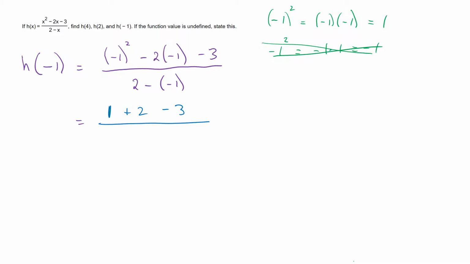And on the bottom, that double negative creates a plus sign. And so up top, we have 1 plus 2, that's 3, minus the 3. So on the top, it looks like I get 0. And 0 divided by 3 is 0.